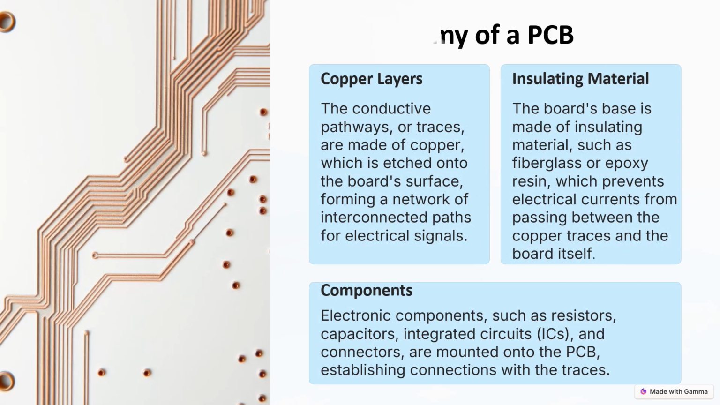The anatomy of a PCB. Copper layers. The conductive pathways or traces are made of copper, which is etched onto the board surface, forming a network of interconnected paths for electrical signals. Insulating material. The board's base is made of insulating material such as fiberglass or epoxy resin, which prevents electrical currents from passing between the copper traces and the board itself.